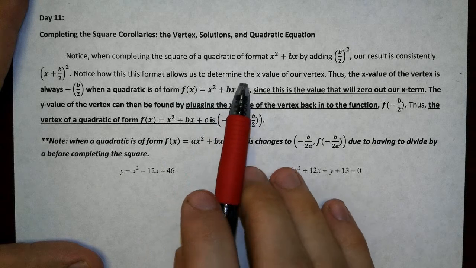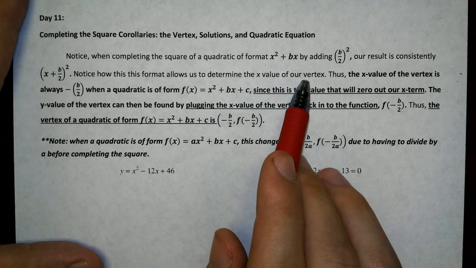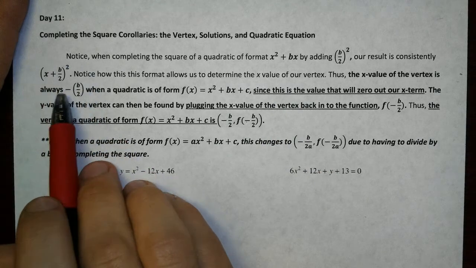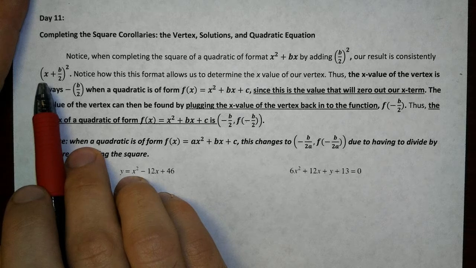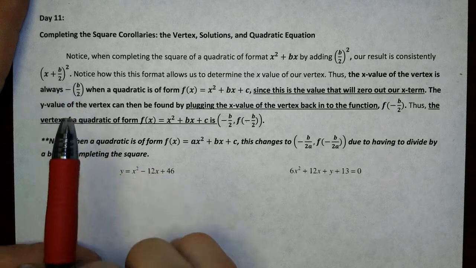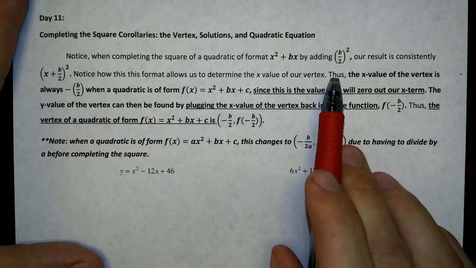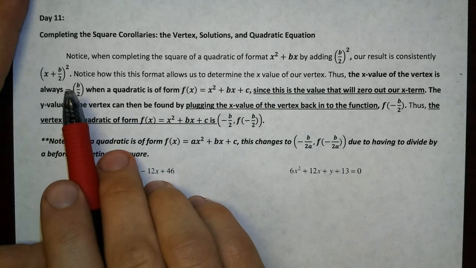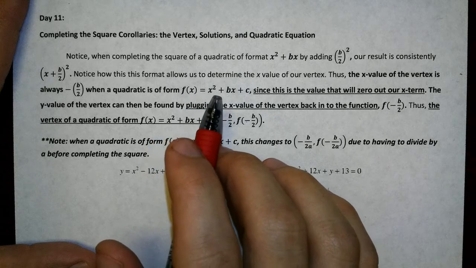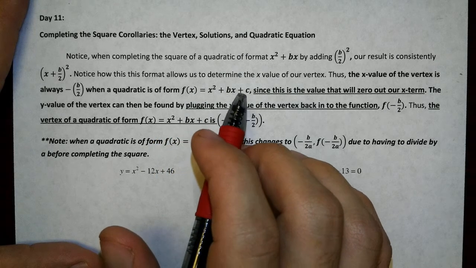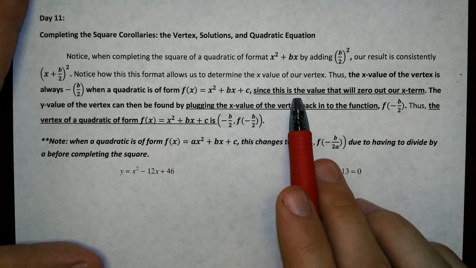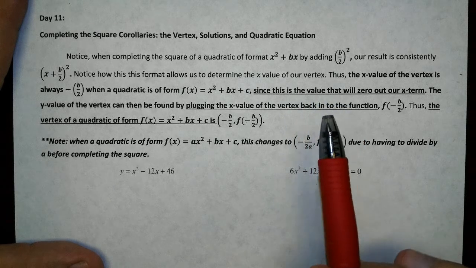Notice how this format allows us to determine the x value of our vertex. Why does it do that? It creates a single x term which can be zeroed out. By zeroing out this x term, we are able to realize what the x value of that vertex would be. So the x value of the vertex is always negative b divided by 2, when a quadratic is of form f of x equals x squared plus bx plus c. And realize this is true since this value is the value that will zero out our x term.